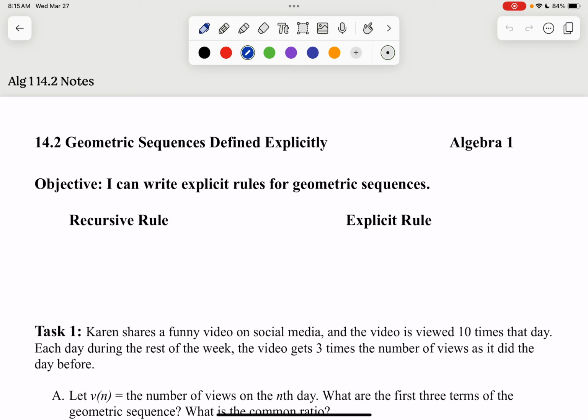All right, today we're talking about geometric sequences, but they're going to be defined explicitly. So our objective is to write explicit rules for geometric sequences. So first, the difference between a recursive rule versus an explicit rule.